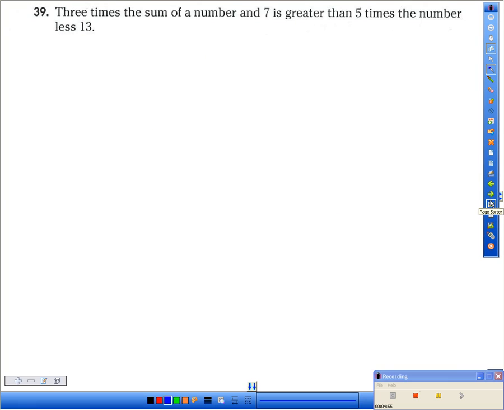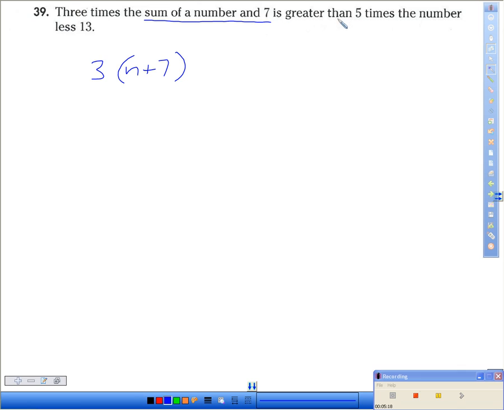On number 39, we're going to have the same instructions. It says 3 times the sum of a number and 7. Well, if I want to do the sum of a number and 7, that's going to be n plus 7. But since we're multiplying that entire sum by 3, I need to put the n plus 7 in parentheses.